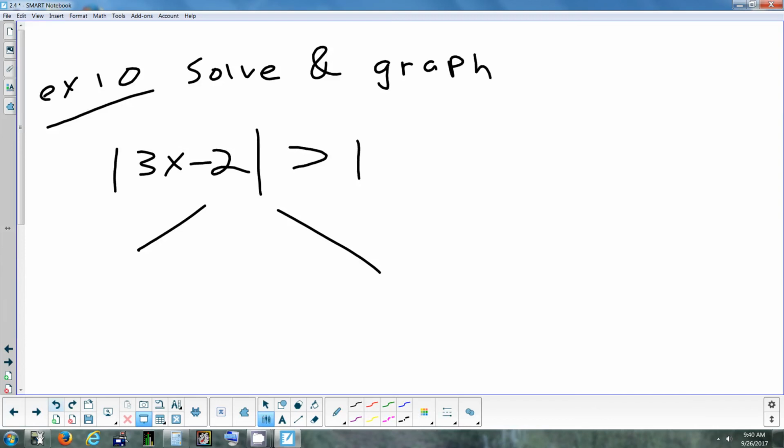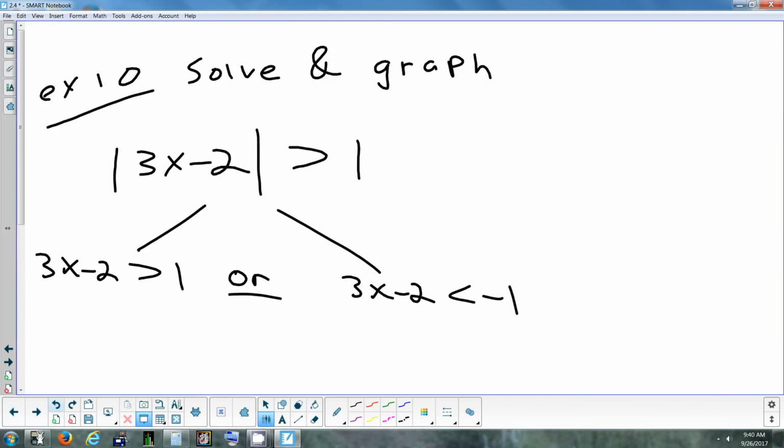Megan, can you give me one of my inequalities? 3x minus 2 is greater than 1. Perfect, greater than 1. Leo, do I use and or or? Or. Yep. Greater than is an or. And Abby, can you give me my other inequality? 3x minus 2 is less than negative 1.